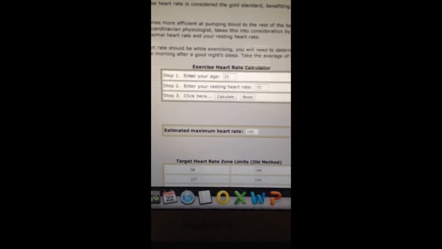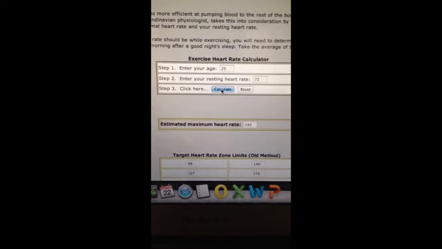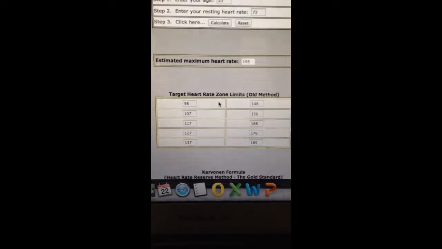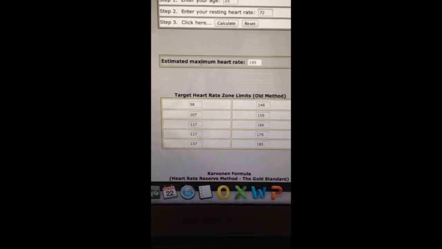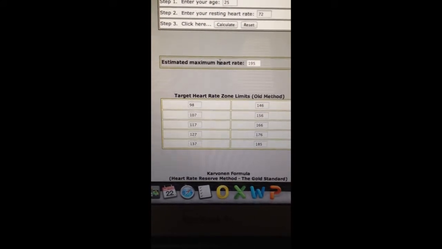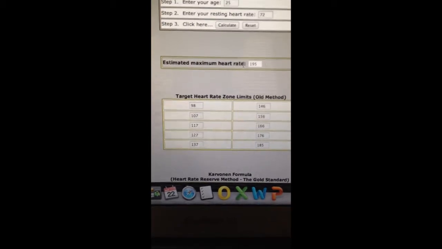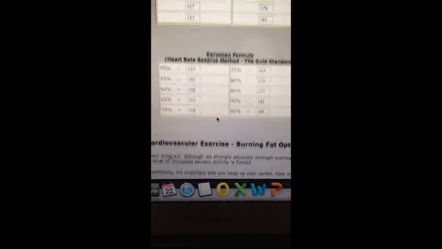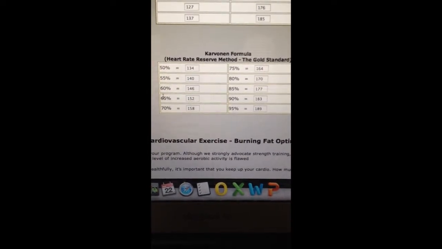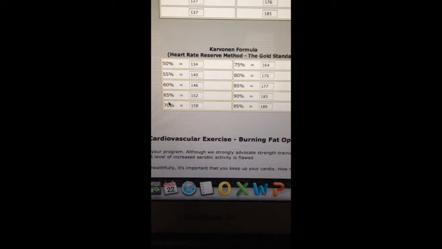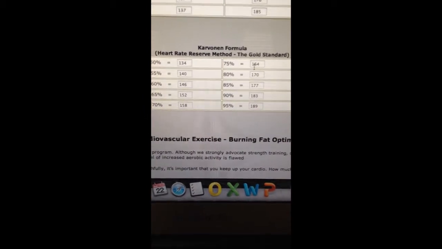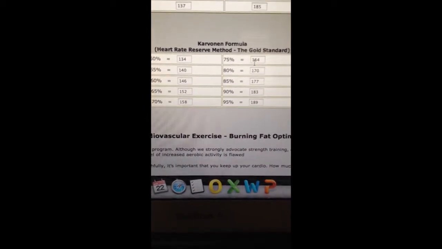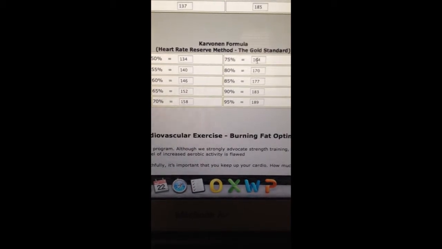So for my age, I've entered 25, and then I've entered my resting heart rate, which is 72. To calculate, you just say calculate, and it does it for you. Okay, so it tells me that my estimated maximum heart rate, which we called our perceived maximum heart rate, is 195. Don't worry about this lot, guys, it's all old stuff. Go down to here, and it tells me that if I'm working at 75%, my target heart rate is going to be 164.